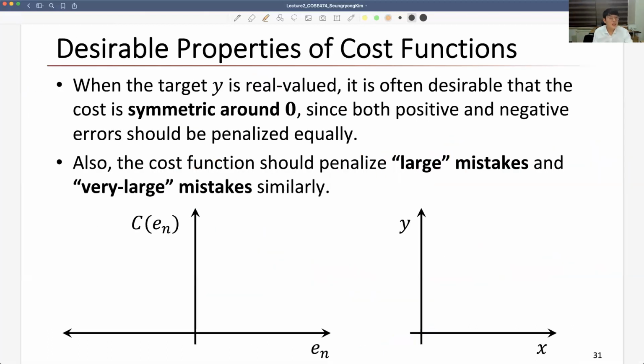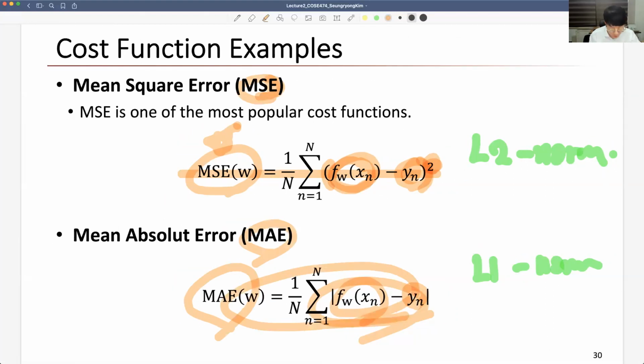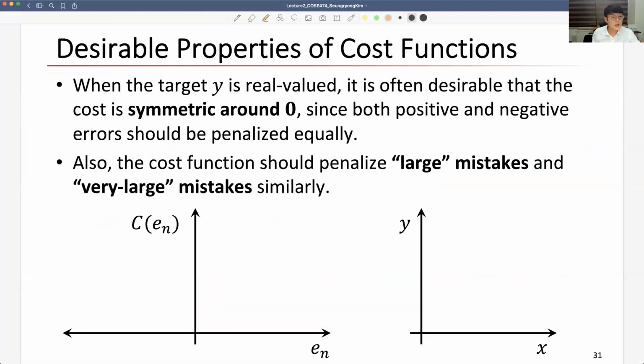They are also called the MSE and the MAE. So then, what are the desirable properties of the cost function? Why are these cost functions widely used? So first of all, when target y is a real value, it is often desirable that the cost should be symmetric around zero, since both positive and negative errors should be penalized equally. So let's draw this one here.